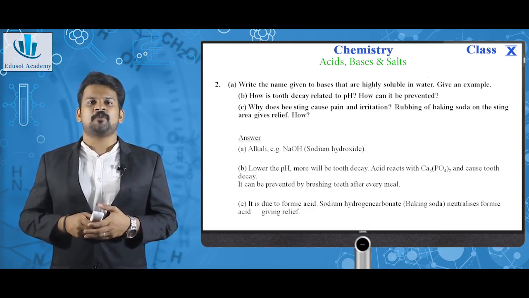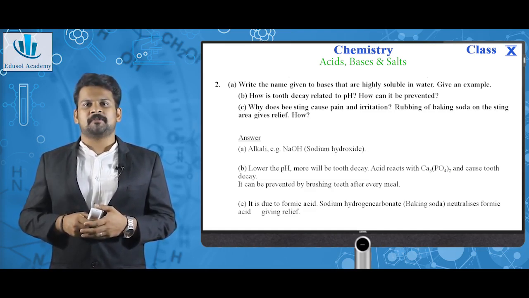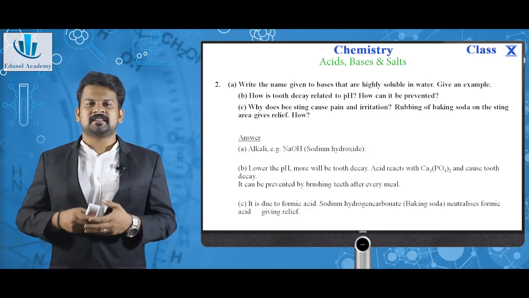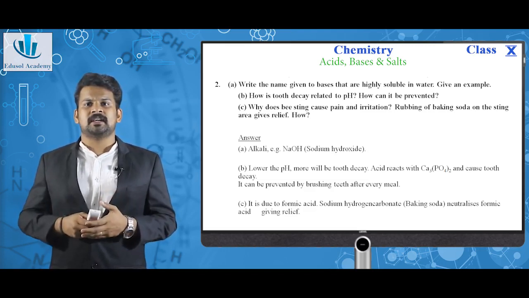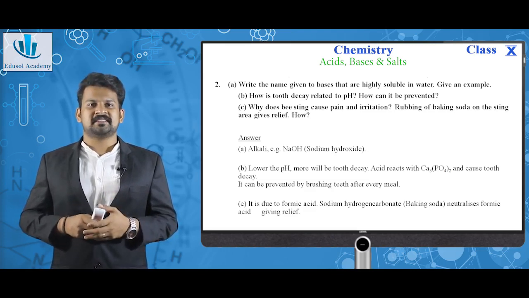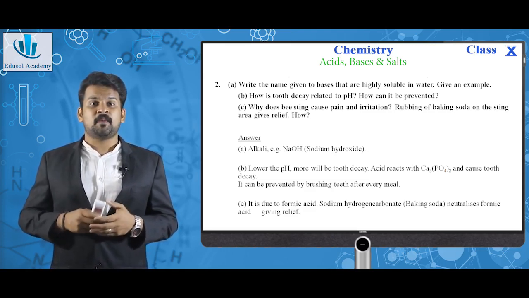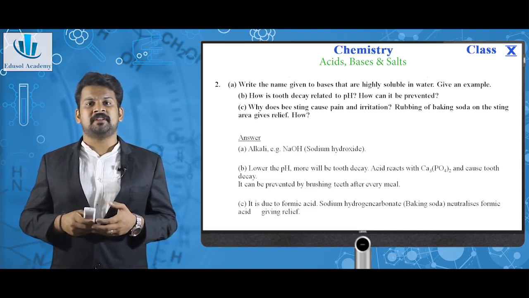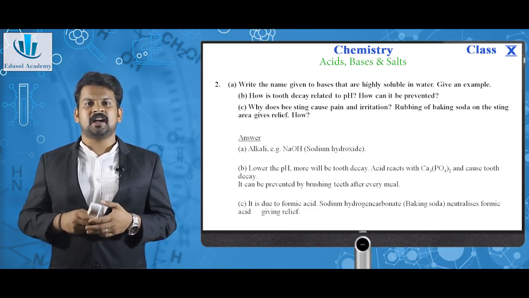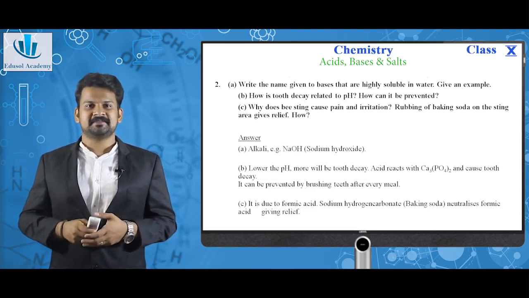Tooth decay and pH are very well related. The lower the pH, the more the tooth decay. Tooth enamel is made of calcium phosphate. When there is more acid content in our mouth, the acid reacts with calcium phosphate and causes tooth decay. It can be prevented by brushing teeth after every meal and cleaning our mouth and teeth frequently.